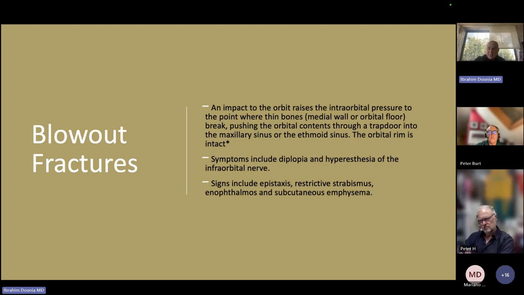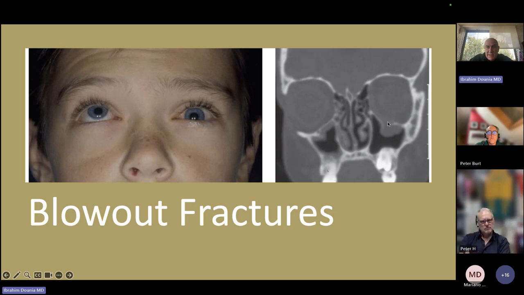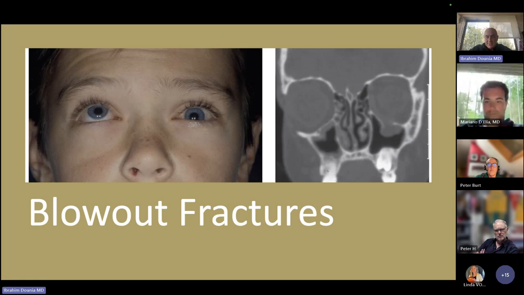You can have epistaxis, which is blood in your nose, and restrictive deviations. He cannot pull the eye up or down. The eye may go in, we call it enophthalmos, and subcutaneous edema or emphysema. So this is our patient. The trauma is here. He can elevate the good eye, but he cannot elevate the other eye. If we do a CT scan, this is the fracture, and this is the content of the eye going in. This is called the trapdoor for the inferior rectus muscle.